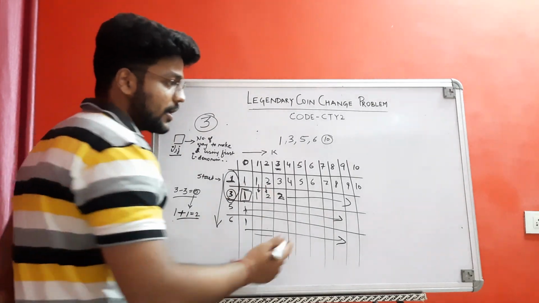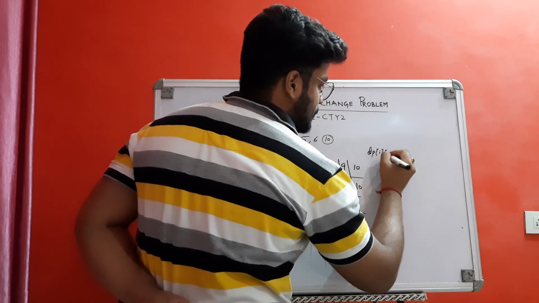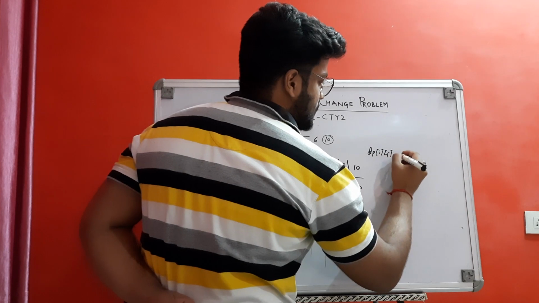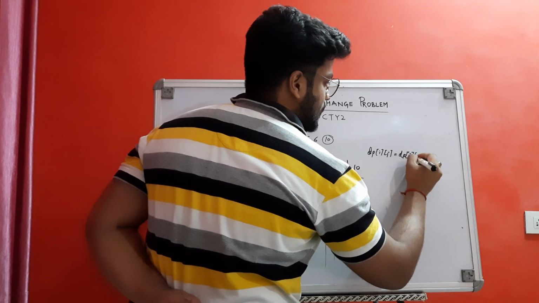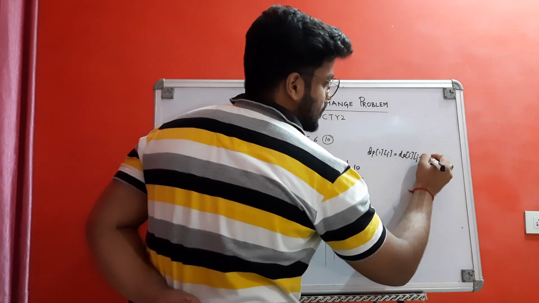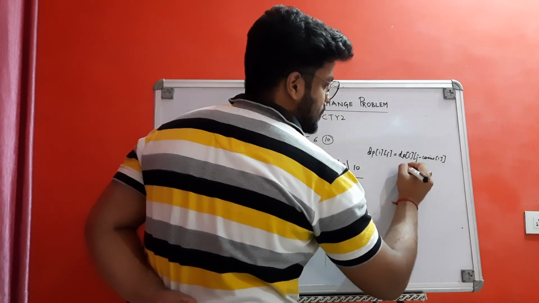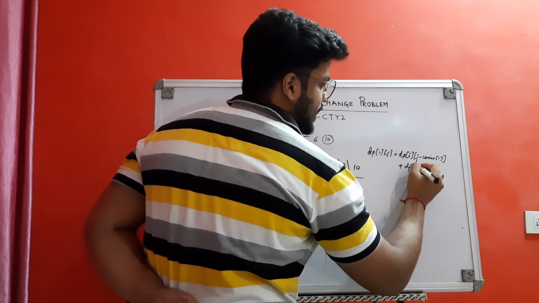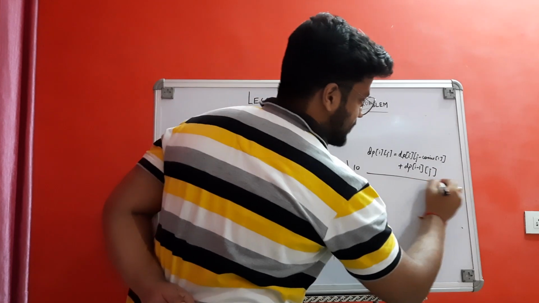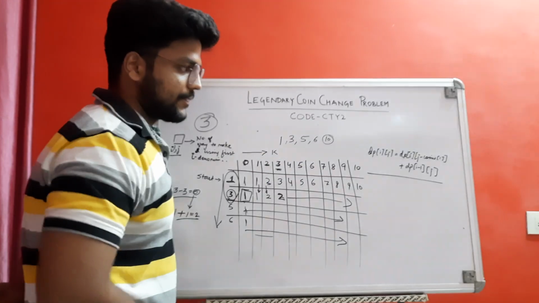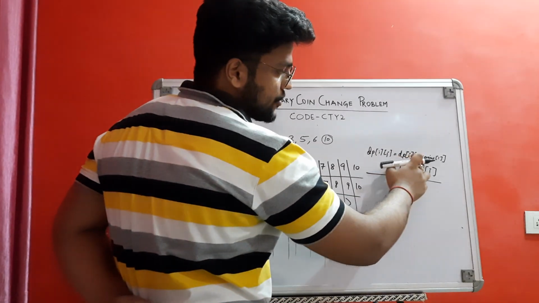This leads us to a formula: dp[i][j] equals dp[i][j minus coins[i]] plus dp[i minus 1][j]. What this conceptually means: dp[i][j], I have to make a sum j by using the first i denominations. For dp[i][j minus coins[i]], I will be using the ith coin denomination.